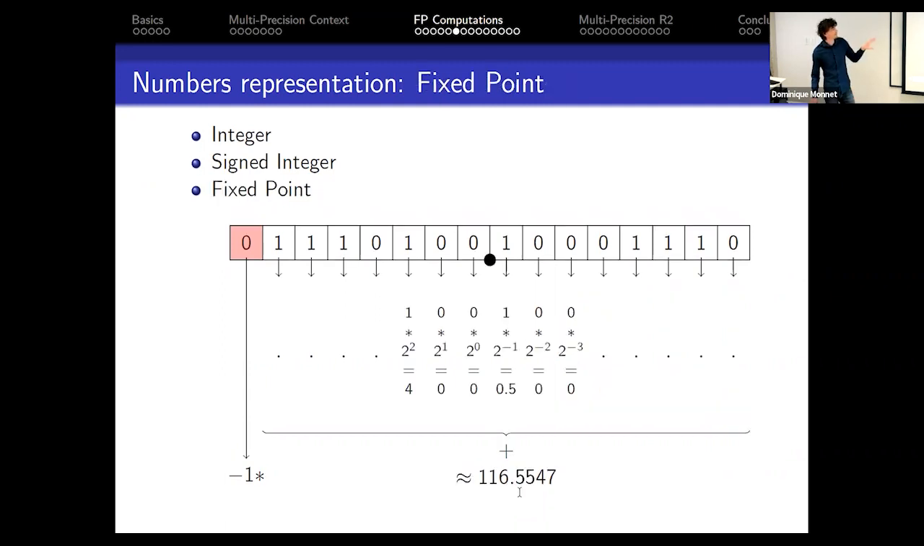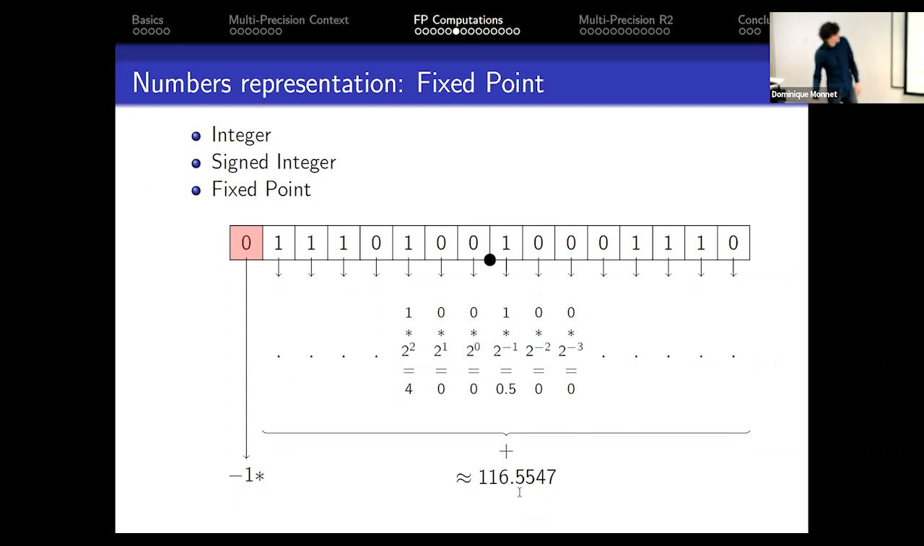What now if I want to have real numbers? So this is fixed points. First machines probably used fixed points, but we don't use them anymore. Let's see why. You decide where you want to put your point, and everything on the left-hand side of the point will have positive powers of 2, and everything on the right-hand side will be the fraction part. And this is how you get a real number.